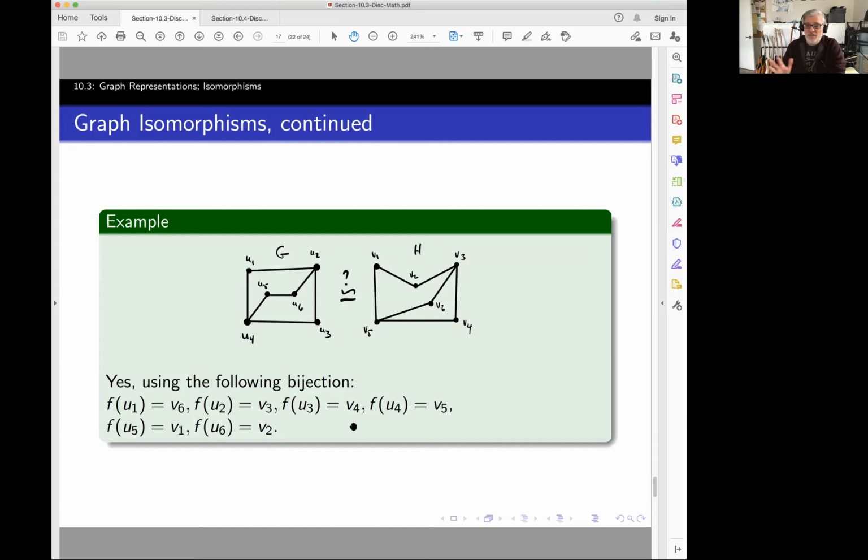So this is clearly a bijection. I mean, that's the easy part. But then you have to check that whenever you have an edge on this side, this map sends it to an edge on the other side. Okay, so then you would check. But hopefully you can visualize what's going on. You can see, otherwise then you have to check edge by edge that everything is preserved. Okay, so that's your isomorphism.